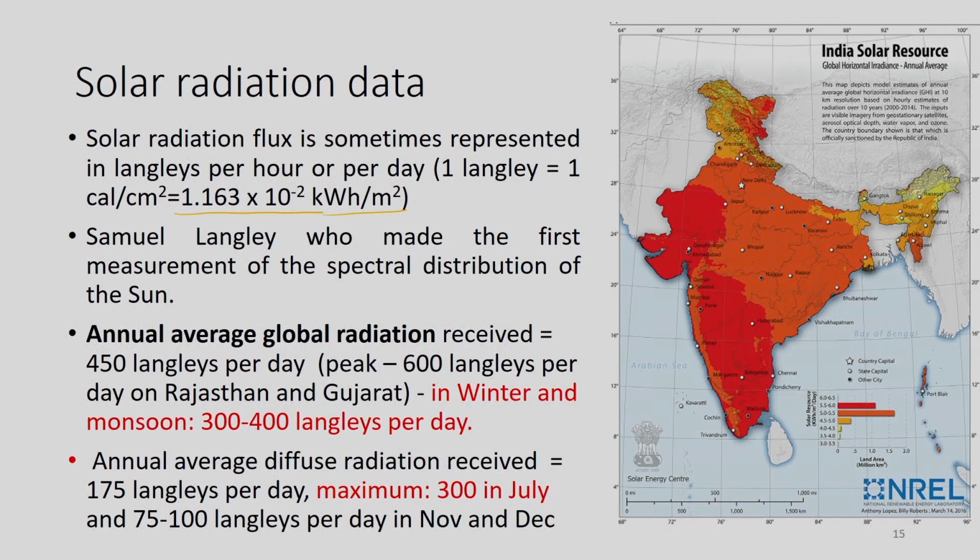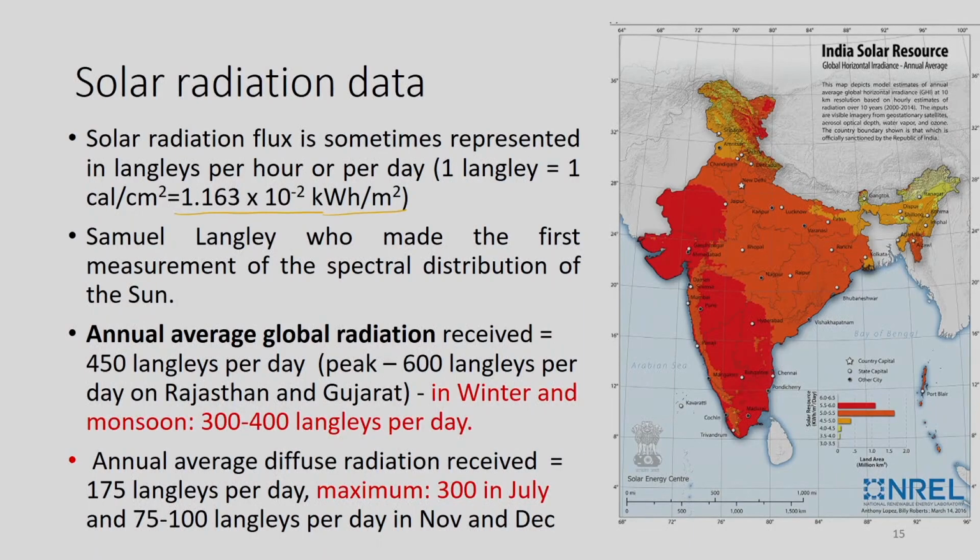But when we talk about diffuse radiation, the annual average diffuse radiation received in India is about 175 Langleys per day, and the maximum is about 300 Langleys per day, maybe in the month of July, and Gujarat is the place where we get maximum solar radiation. And we get minimum values of 75 to 100 in the months of November and December. That means 75 to 100 Langleys per day.